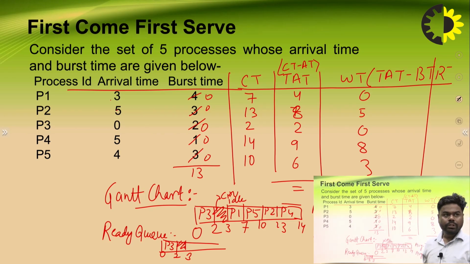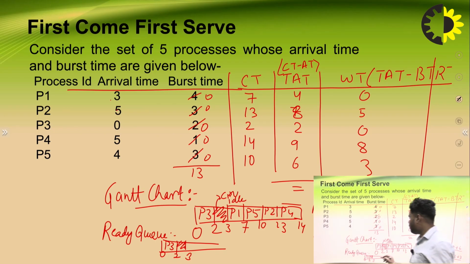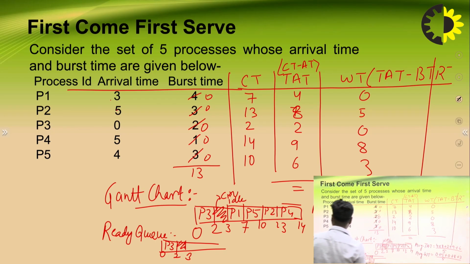So this is the first come first serve, and the ready queue, as I have told you, is P3, then P1, then P5, then P2, then P4.